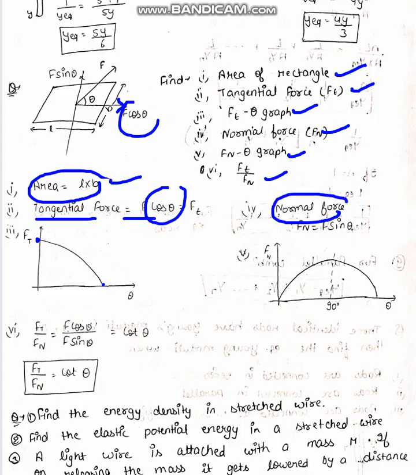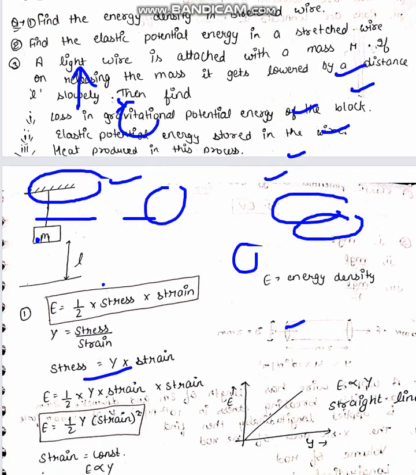Next we have the normal force. So normal force means perpendicular to the area, and that force is F sin theta. Then we have the graph. So the graph will be that of a sine graph. So if you take the ratio of the forces, it comes out to be cot theta. So in this way you can solve your questions efficiently. Let's move on to the next question.